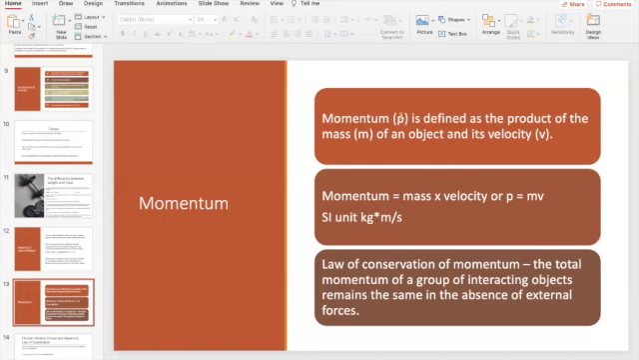But momentum is denoted by lowercase p, and it's defined as the product of the mass of an object times the velocity at which it's moving. So momentum is mass times velocity, or p is equal to mv. And the SI unit is mass, which is in kilograms, times velocity, which is meters per second. The law of conservation of momentum states that the total momentum of a group of interacting objects remains the same in the absence of external forces.